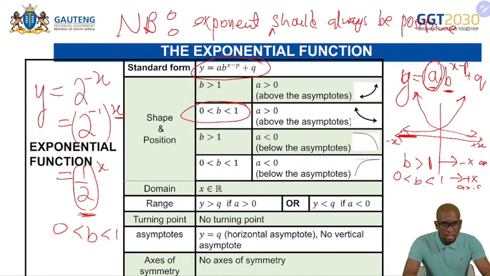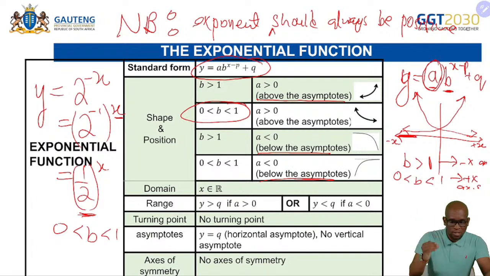The value of a tells you whether you start above or below the asymptote. If a is greater than 0, you start above the asymptote. But if a is less than 0, you start below the asymptote. It also tells you whether you face up or face down. If you start above the asymptote, you face up. If you start below the asymptote, you face down. That is the value of a.